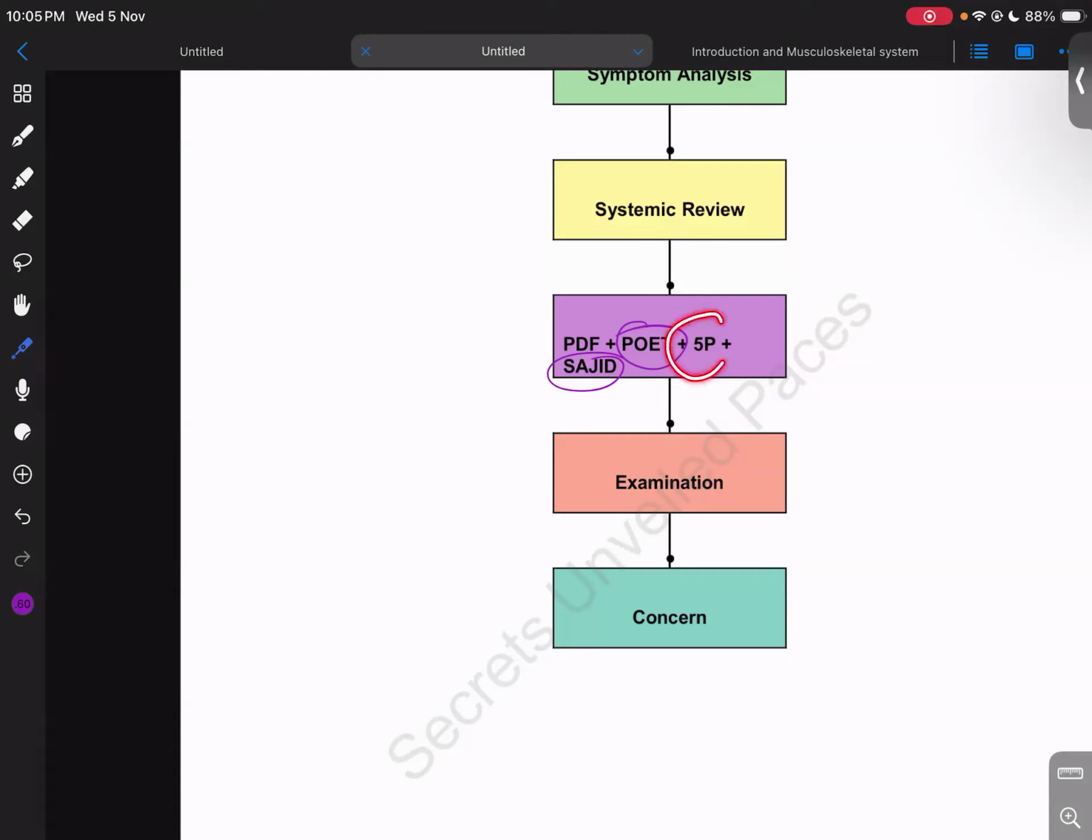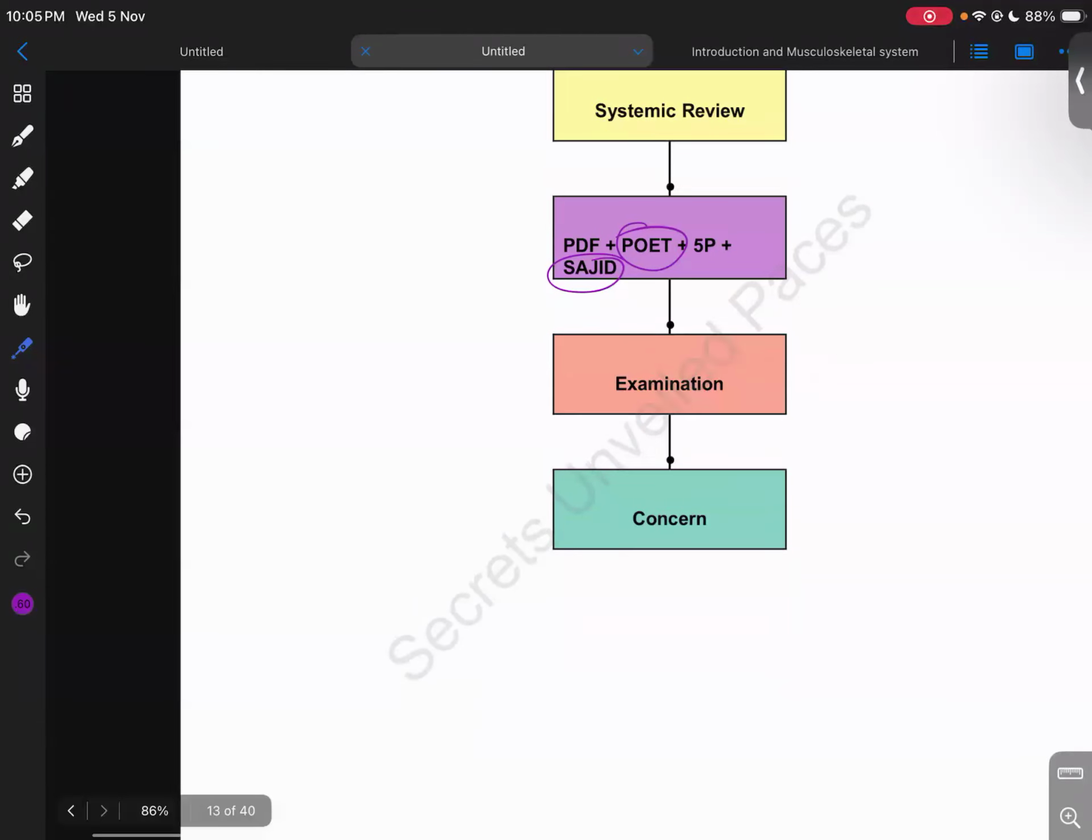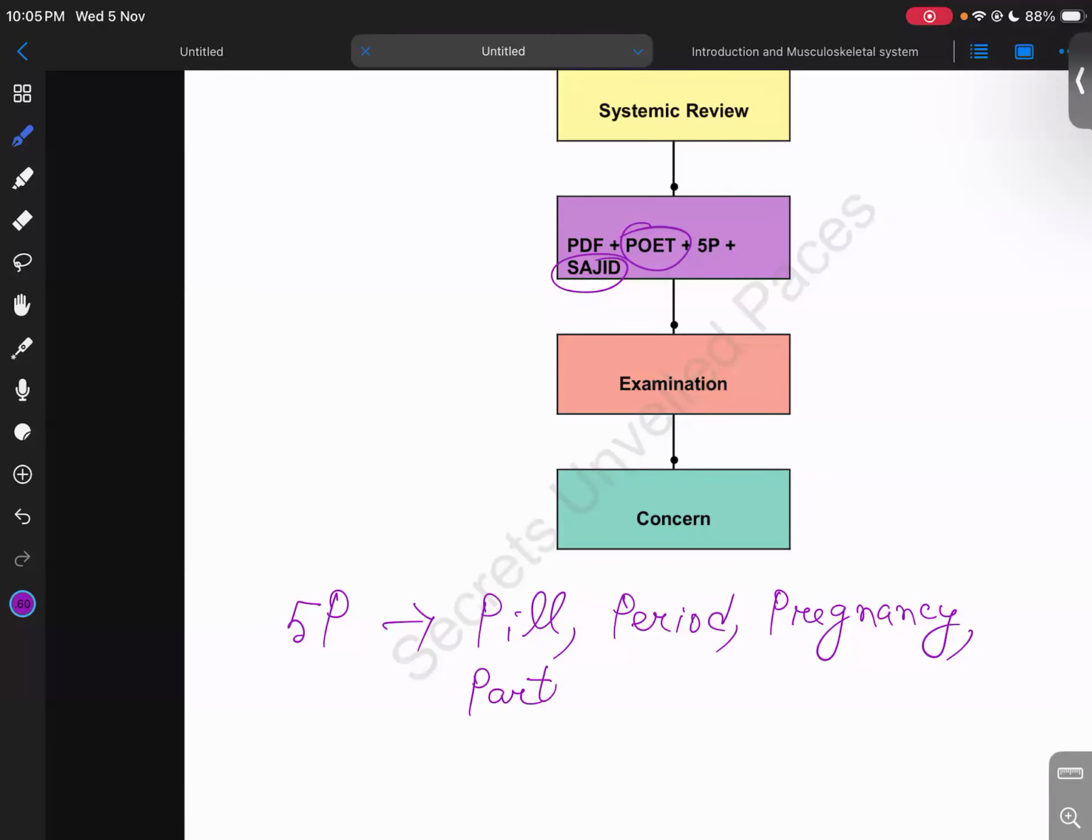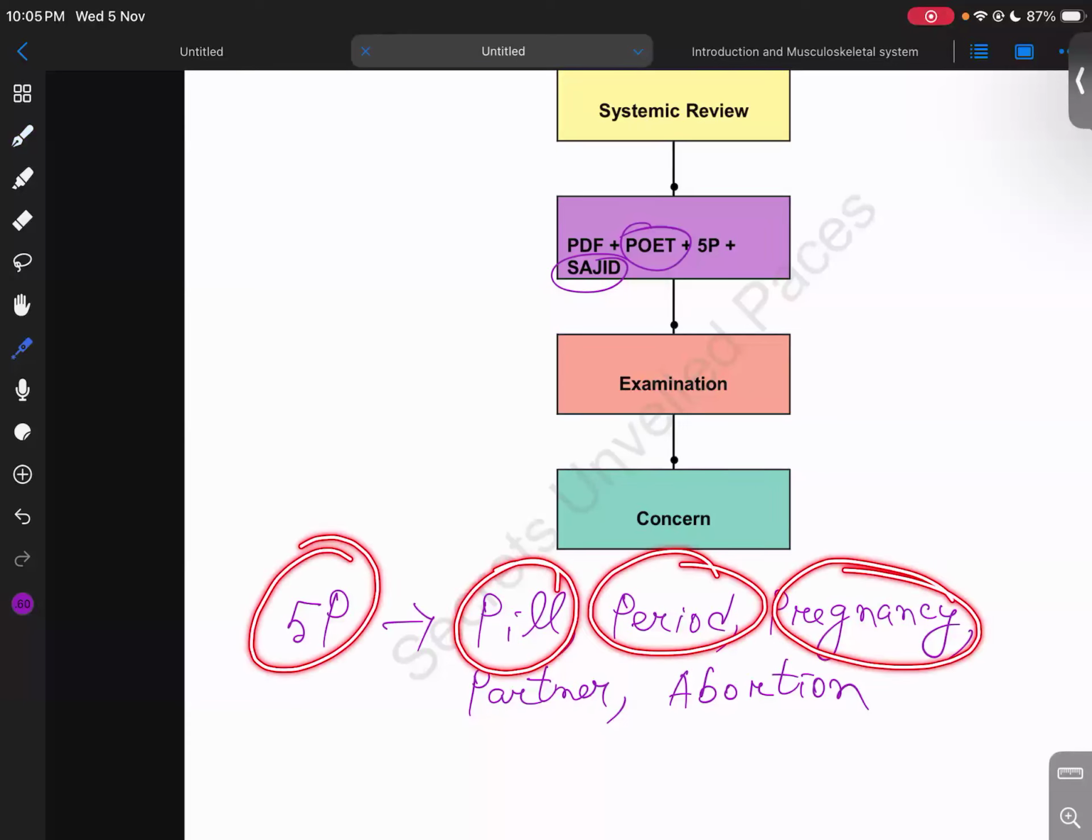Thank you. Another thing is 5P. 5P is important in any case of a reproductive age female. So what goes for 5P? 5P goes for pill, period, pregnancy, partner, and abortion. For abortion, I am saying it this way to make it easy to remember. So for any reproductive age female, we have to ask these 5P: pill, period, pregnancy, abortion, and partner.